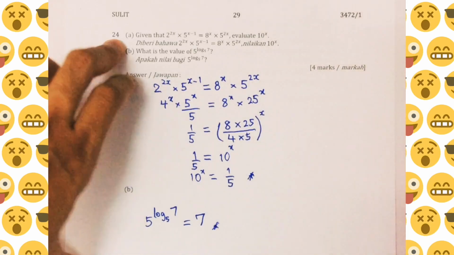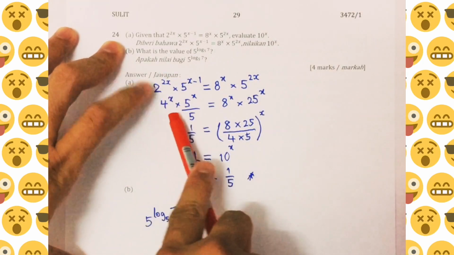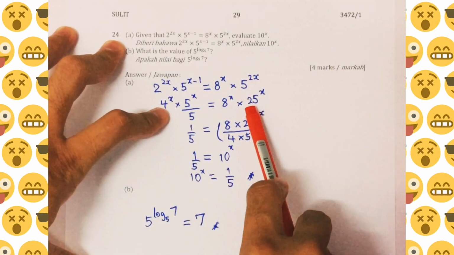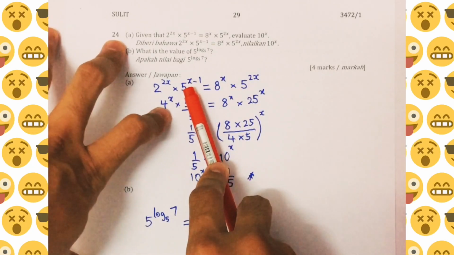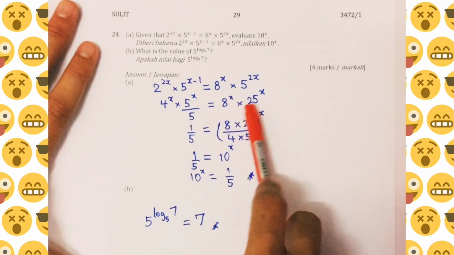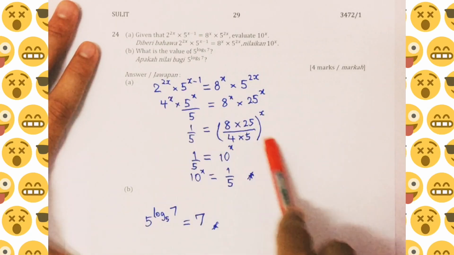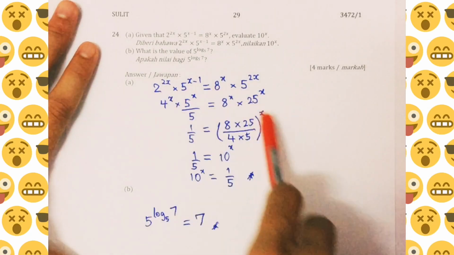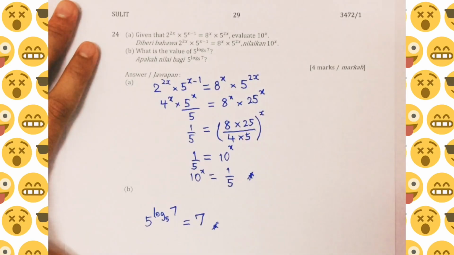Okay, the second last question, question number 24. First, you change 2 squared to 4, and then you change 5 squared to 25. And then you have to use the law of indices. When you have minus, you divide. So you have 4 power x times 5 power x over 5, and then 8 power x times 25 power x. Because these two have x, you bring over, the other side you divide. And because every term has x, you're going to pull your x out. And then you can simplify this term.